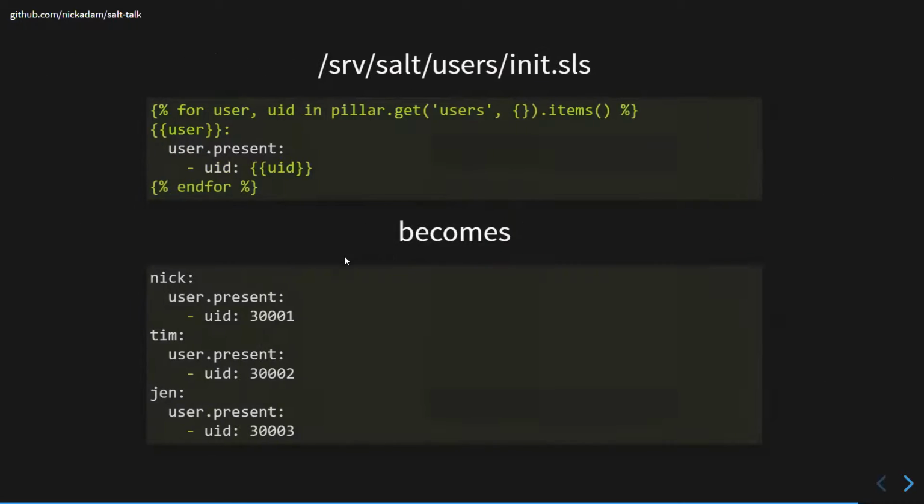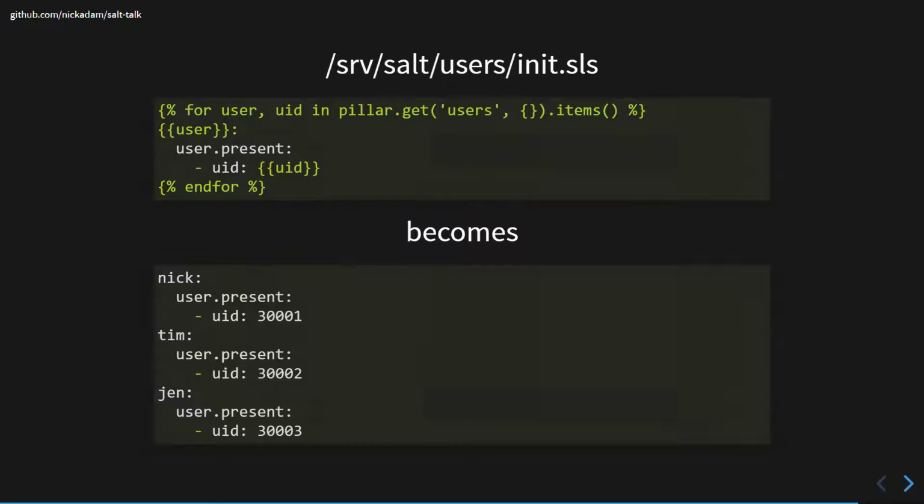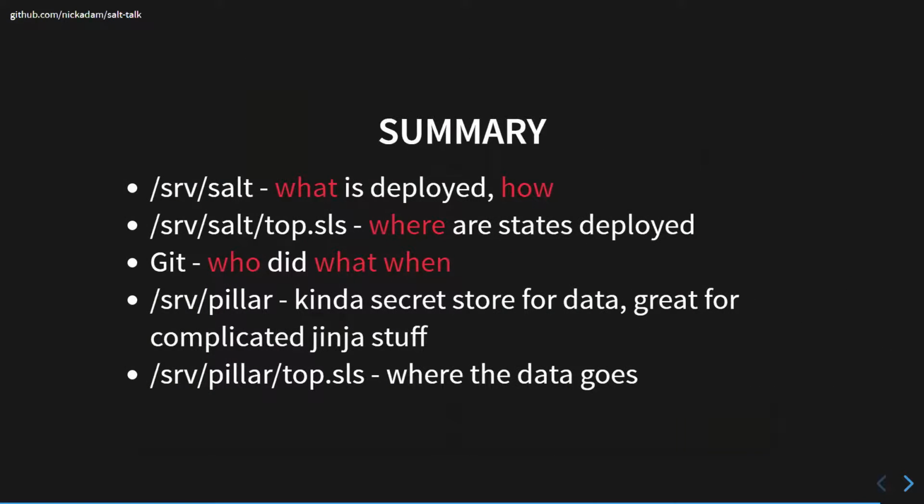And that's pretty much it. Like I said, I don't want to go into the demo there because it never works out well. But in summary, SRV Salt is really telling us what is deployed and how in the state files. The top file is really telling us where we're deploying our states. Git is telling us who did what when, right? And the SRV pillar, we can store kind of secret stuff, but it's great for Jinja and templating. And then top for the pillars, top tells us where the data actually goes.